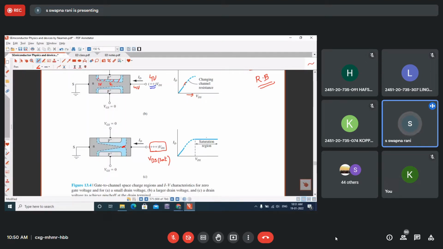The rate of flow of the charge carriers becomes 0. Rate of flow of charge carriers becomes 0 means the number of charge carriers which are moving from source to drain will become constant. So a fixed number of charge carriers will be moving from source to drain. Therefore, after VDS SAT onwards, the current is going to become constant.